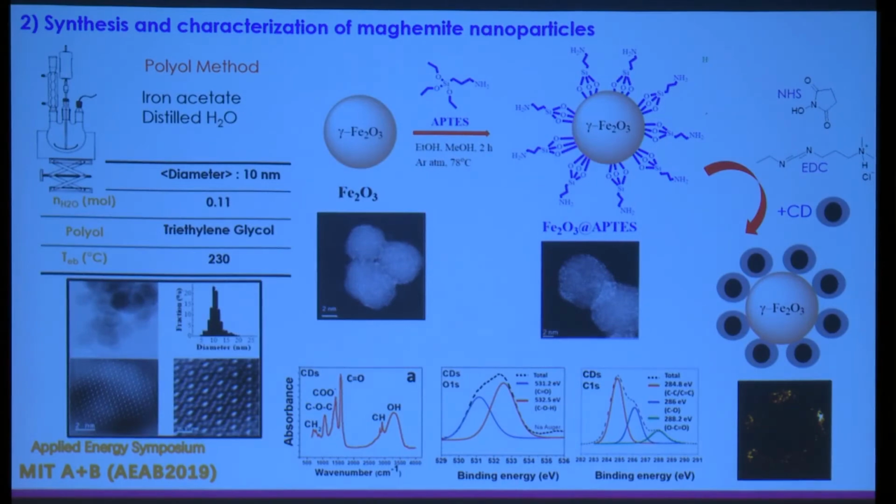After the synthesis of the iron oxide particles, we do some surface modification, and this surface modification allows us to graft the carbon dot at the interface. In this case, we obtain a stable structure, and we combine different techniques such as infrared, XPS and so on, and also fluorescence, to show the presence of this structure.